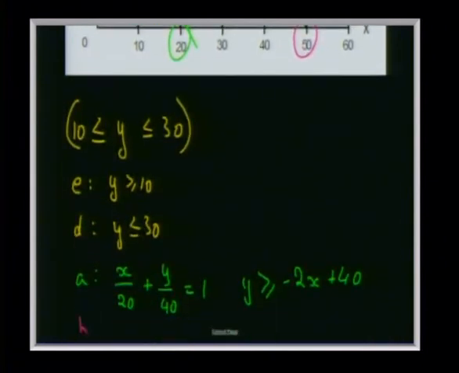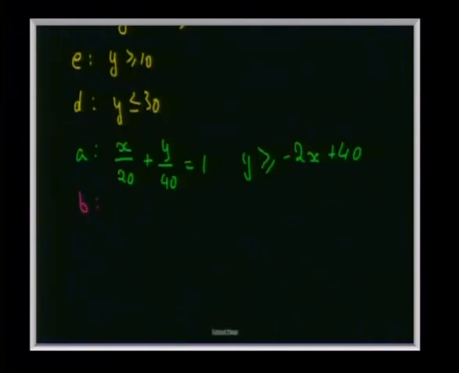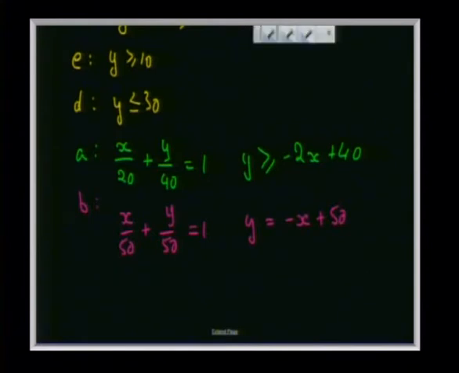So line B has a y-intercept of 50 and an x-intercept of 50. Now, I know that most of you will already be able to write down that y is equal to minus x plus 50, and you probably didn't need any working for that either. Once again, let's check our inequality.